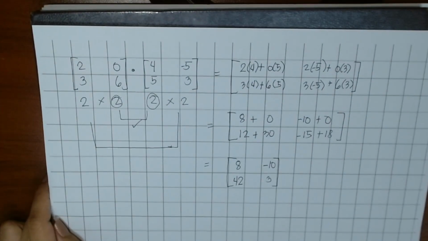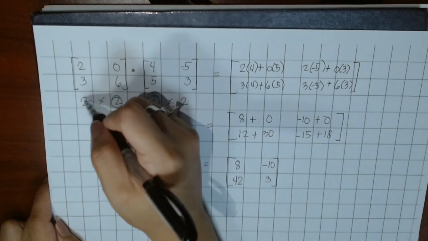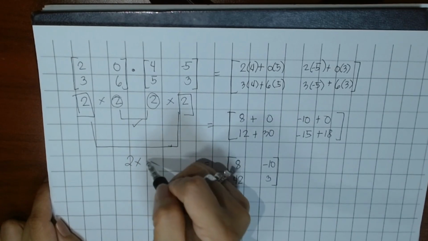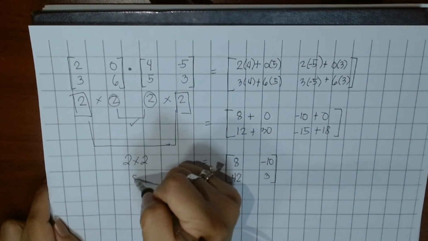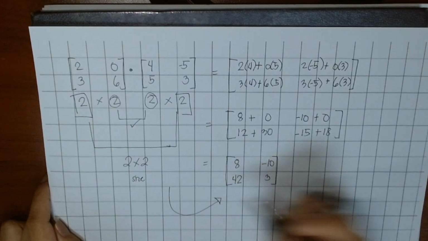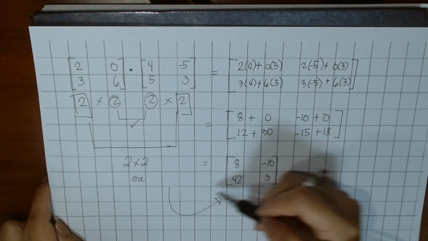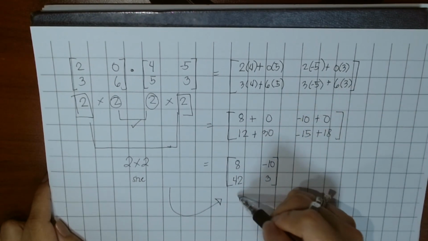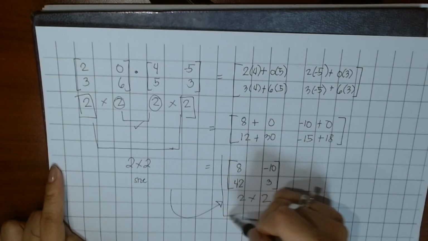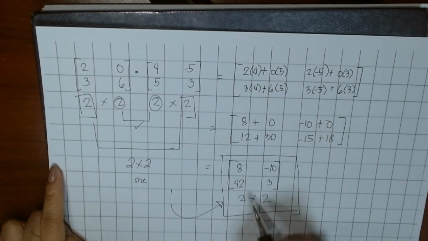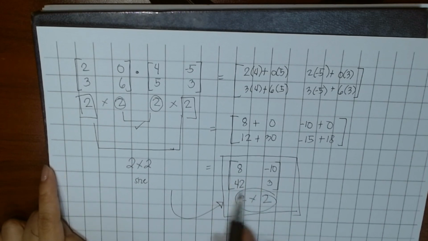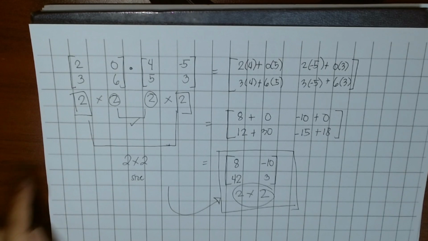Now, if you notice again, in our outer numbers, we have 2 and 2. So the dimension of our matrix is a 2 by 2 matrix. That's the size. So let's check if our answer is correct. It has 2 rows and 2 columns. So we have the answer as a 2 by 2 matrix. And that's our final answer: 8, negative 10, 42, and 3, with a size of 2 by 2.